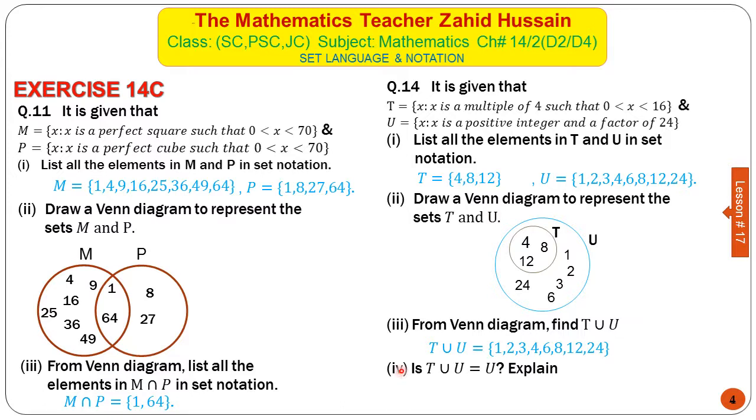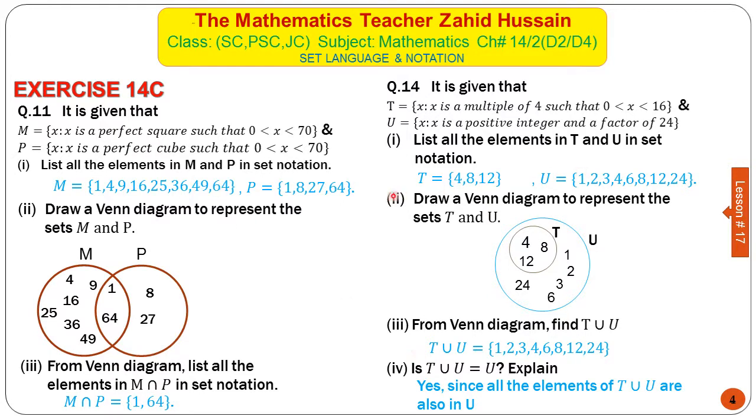In the fourth part you are asked is T union U equal to U. ये वाला जो सेट है वो सेट U के इक्वल है ये वाला सेट. We have studied the definition of equal sets, that if two sets have exactly the same elements then they are equal sets. तो अब चूंकि U और T union U जो sets हैं उनमें exactly the same elements हैं 1, 2, 3, 4, 6, 8, 12, 24, तो इसलिए U और T union U दोनों equal sets हैं. Yes, since all the elements of T union U are also in U.